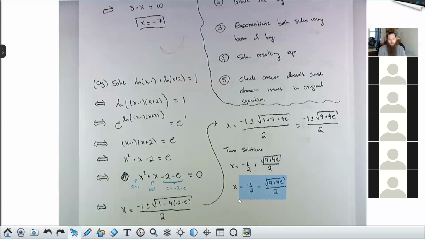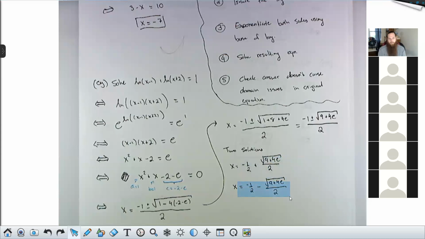This one I can tell is negative because I'm starting with negative 1/2 and then I'm subtracting something else, and this thing I know is positive. So this one is definitely negative. This one could be negative, could be positive. If we think about it carefully, the square root of 9 is 3. So the square root of 9 plus 4e is considerably bigger than 3, because 4e is actually pretty close to 12. So this is like the square root of 21 over 2. So the square root of 21 is, I don't know, going to be like 4.5-ish. So this guy is pretty close to 4.